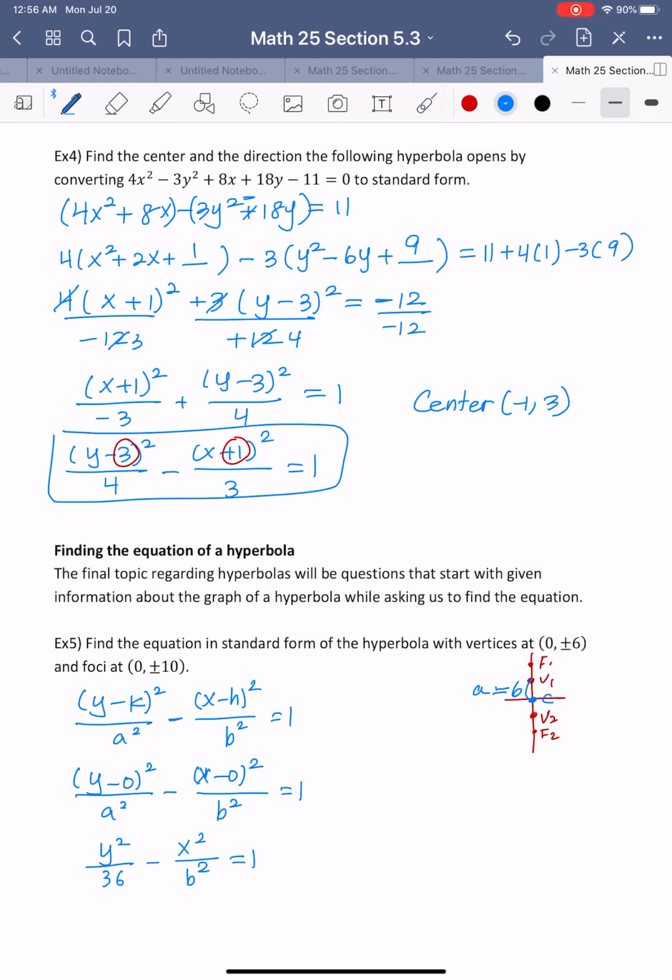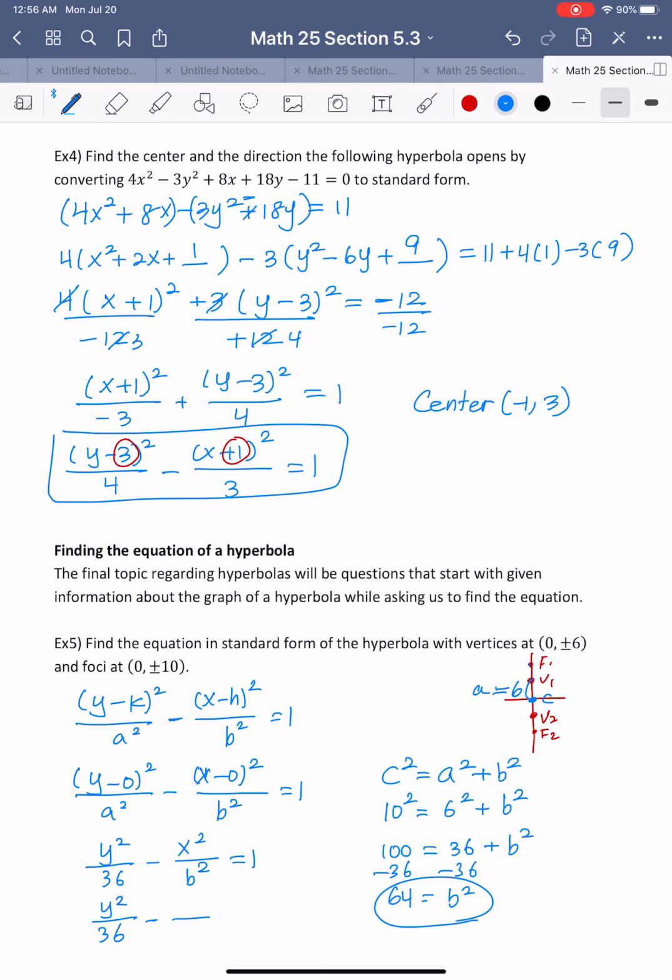And then in order to find b squared, I need to use the formula c squared equals a squared plus b squared. Because the center to the foci is 10, 10 squared equals a squared, 6 squared, plus b squared. So 100 equals 36 plus b squared. Subtract 36 from both sides: 64 equals b squared. So we got b squared, right? So your formula is y squared over 36 minus x squared over 64 equals 1. So that's the hyperbola that we're looking for.